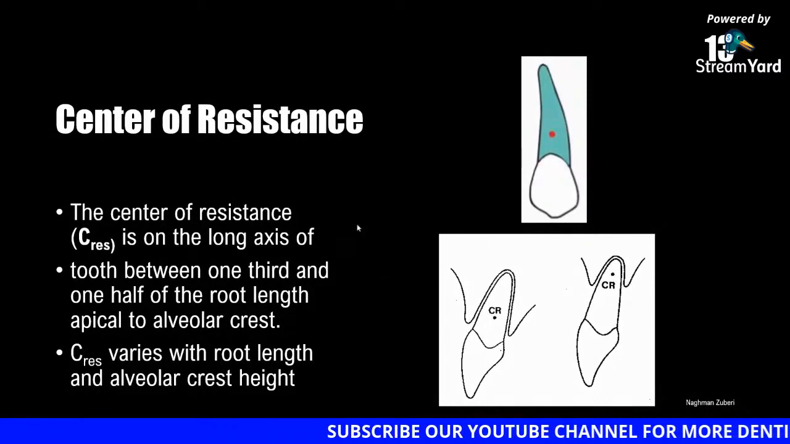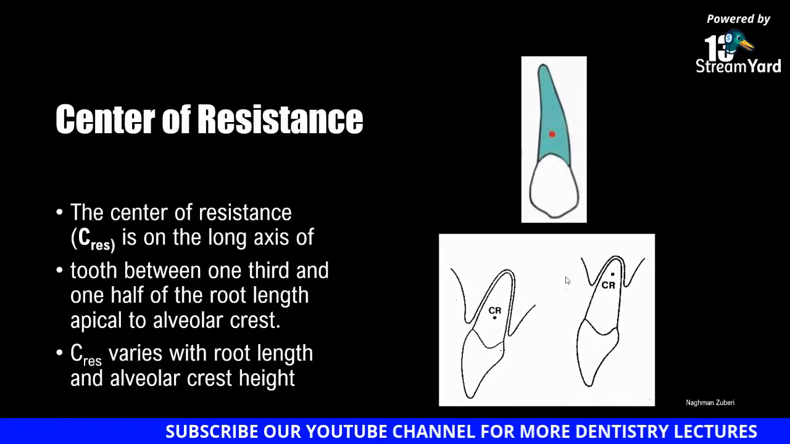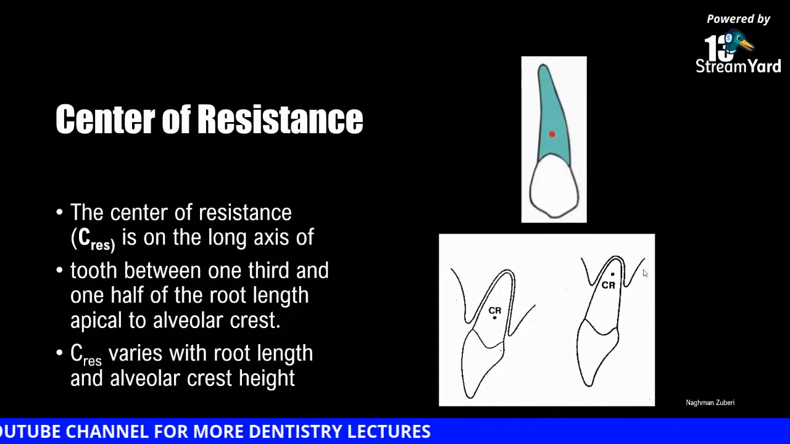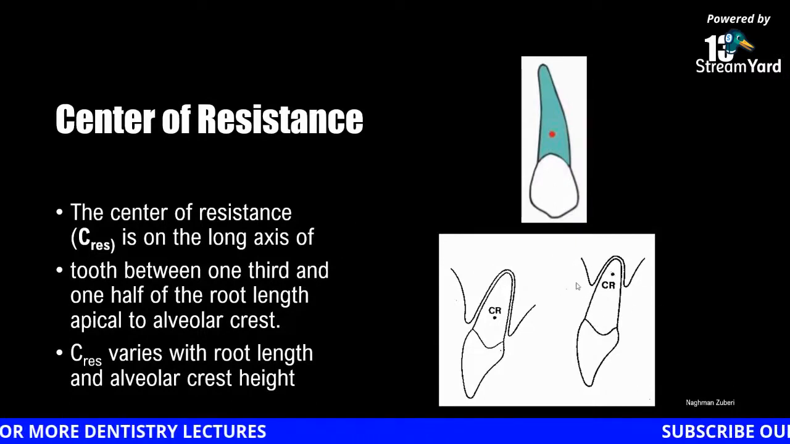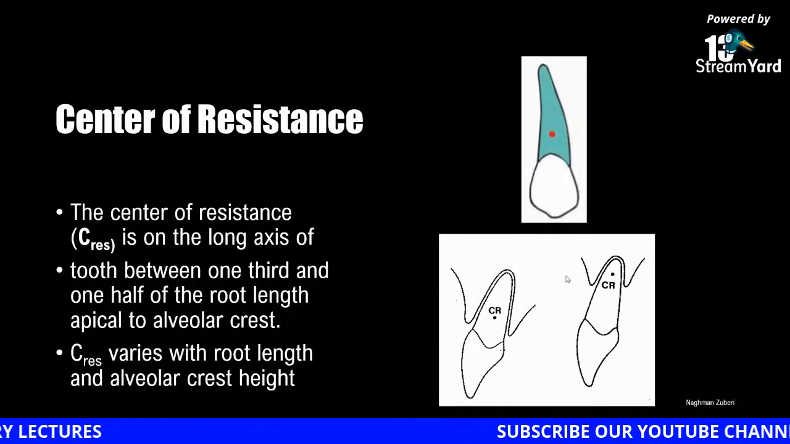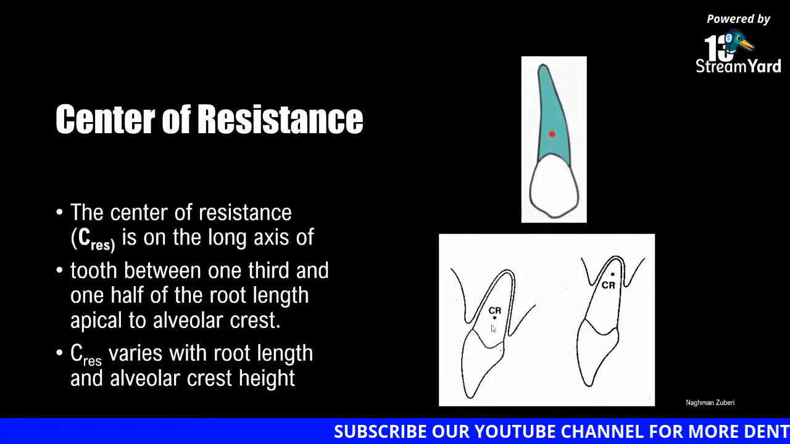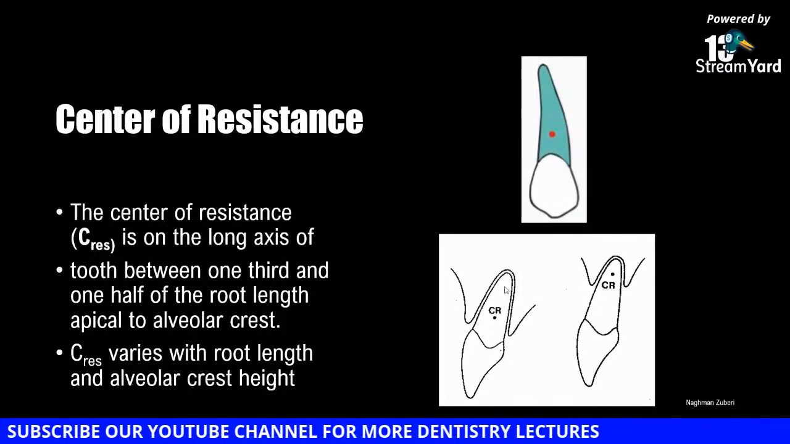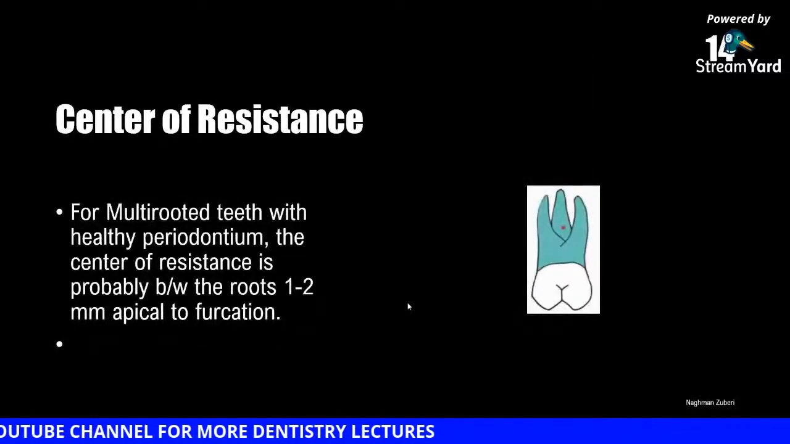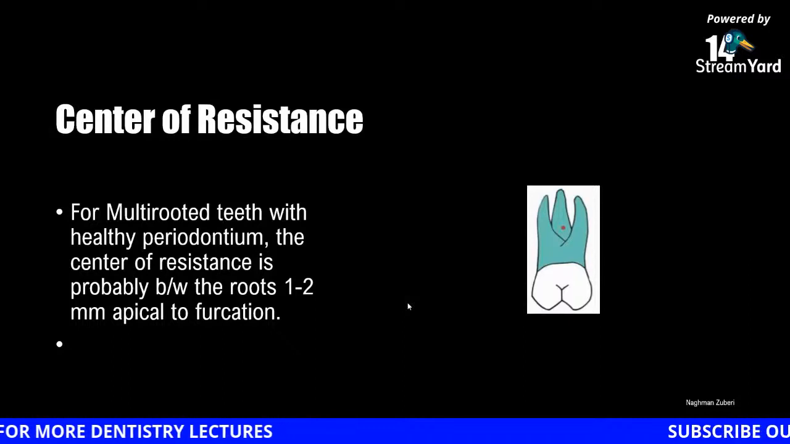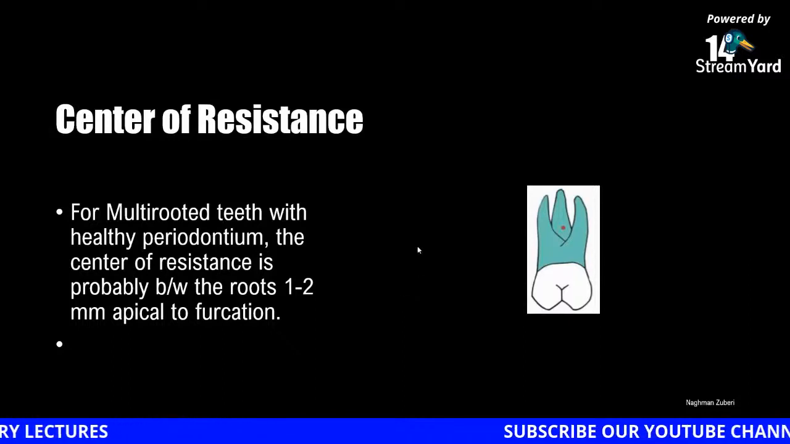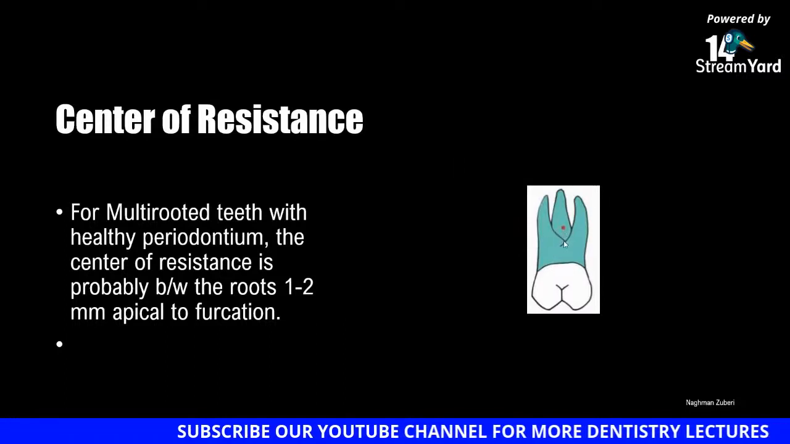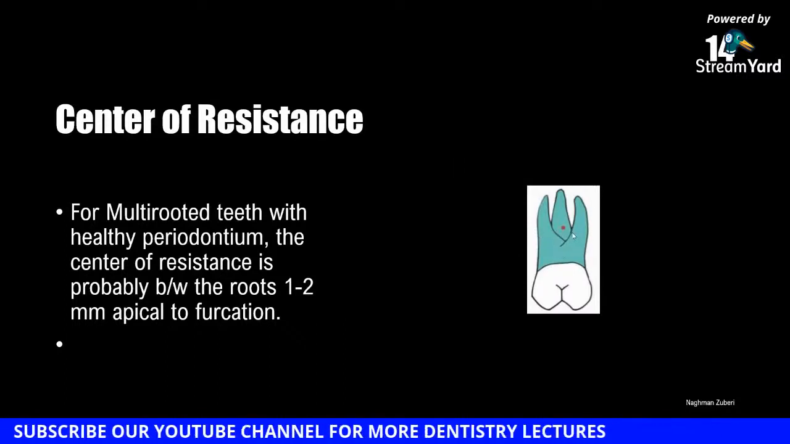As the alveolar crest or the alveolar bone starts resorbing because of any reason, could be because of trauma, because of periodontitis, the center of resistance starts migrating apically. For multi-rooted teeth with healthy periodontium, the center of resistance is slightly apical, we can say 1 to 2 millimeters apical to the furcation area.